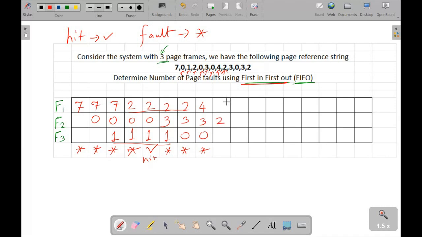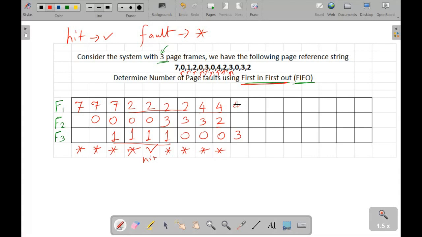So I will write here 2. It will be 4, 2 and 0. It's also a page miss again. Then next I have a 3 to add. So check where we should add 3. You can just see now 4 came 2 times, 2 just came right now, and 0 was the oldest out of these 3. So I can replace this 0 by 3.